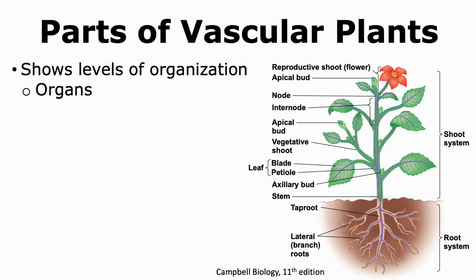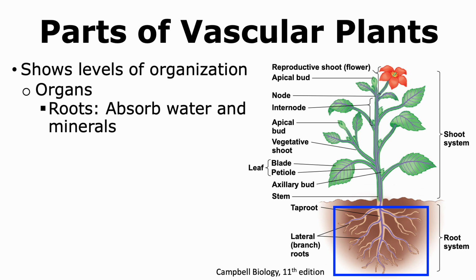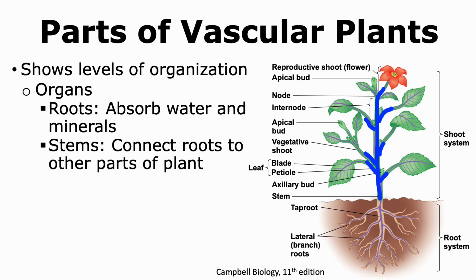The root and shoot system of plants are made up of organs. There are three main organs of plants. The roots, which are part of the root system, absorb water and minerals, while stems, which are present above the ground, usually connect the roots to other parts of the plant.